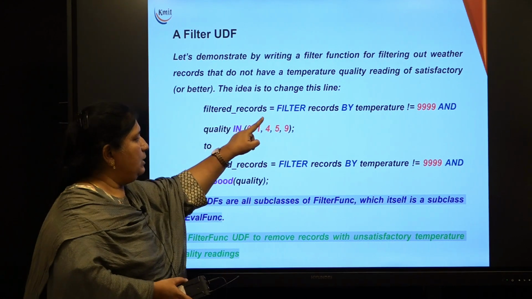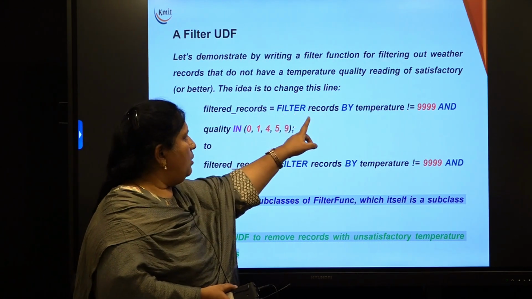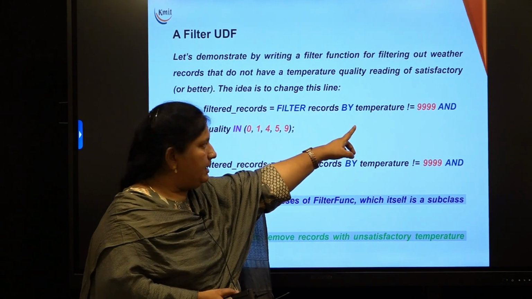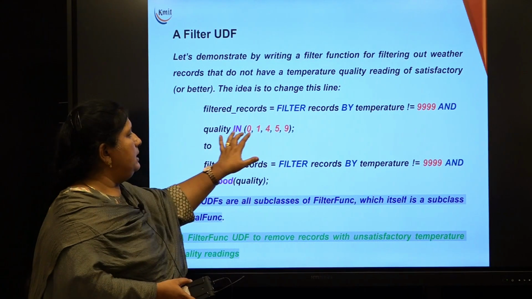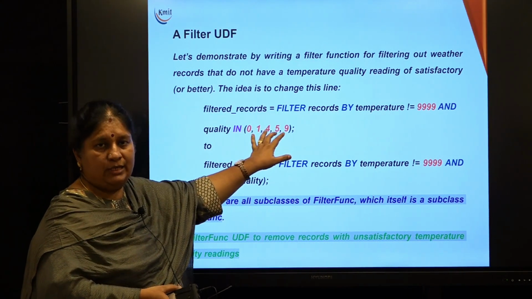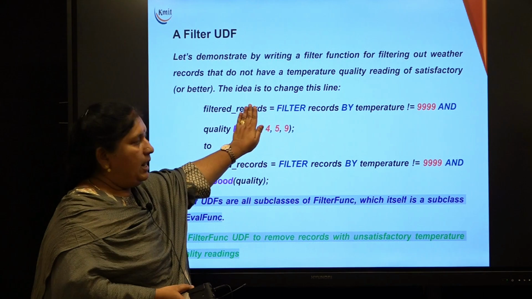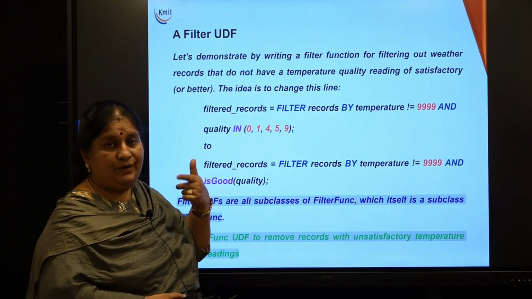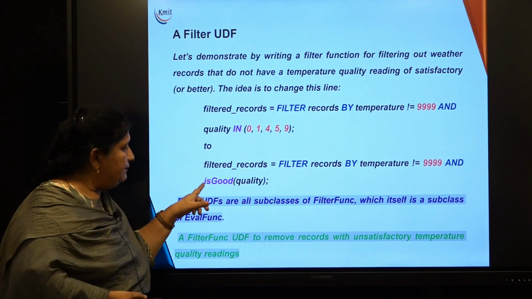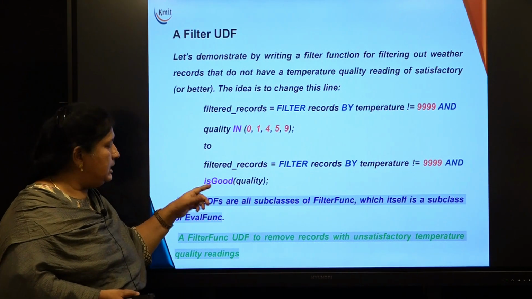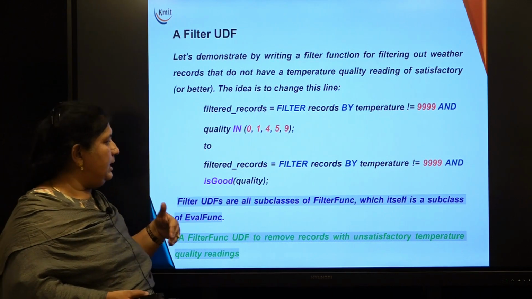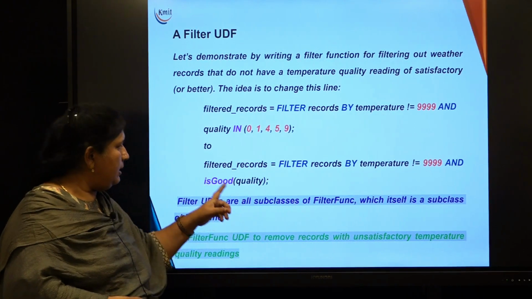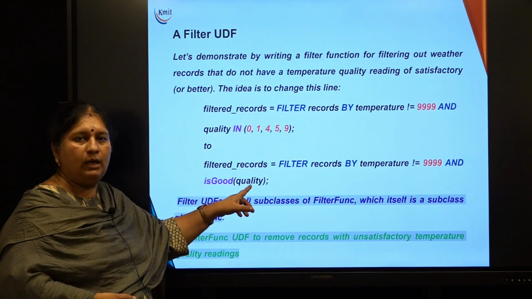Filtered records is equal to filter the records relation by the temperature, which is not an error value, and quality is inside these specific values. This is the intention and this is how we are giving the statement so far. I do not want to give it like that, I want to give it like this. What is the statement difference here? Filter records by temperature not equal to error value and is good of quality.